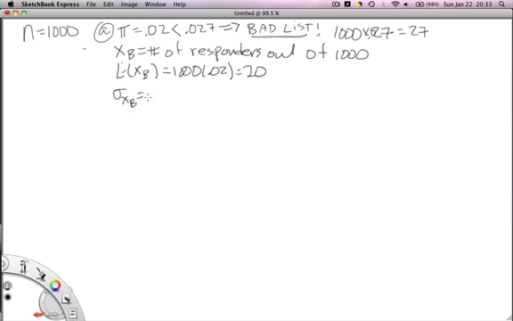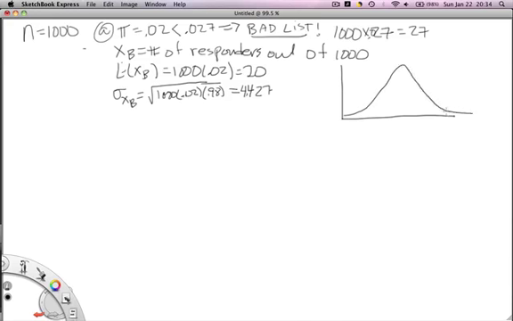So the standard deviation is equal to the square root of 1,000 times 0.02 times 0.98. And if you do the math, this works out to be about 4.427. Now I'm going to go draw the picture of this. This will be approximately normal. N times pi is 20, which is way bigger than 5, so we can use the normal approximation. The mean is going to be 20. So we expect 20 yeses.